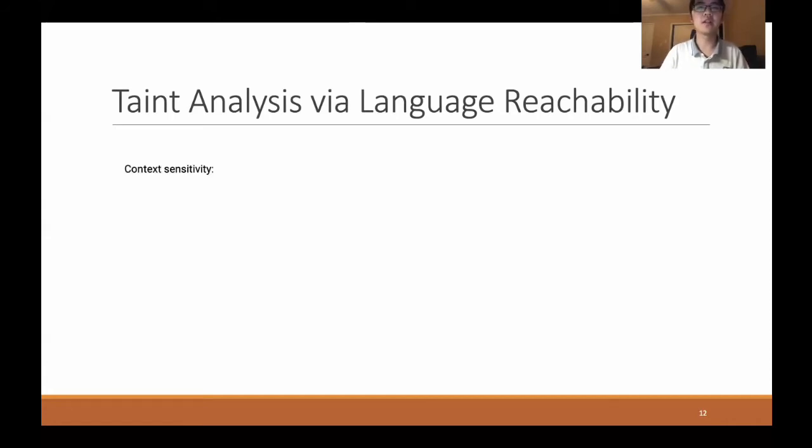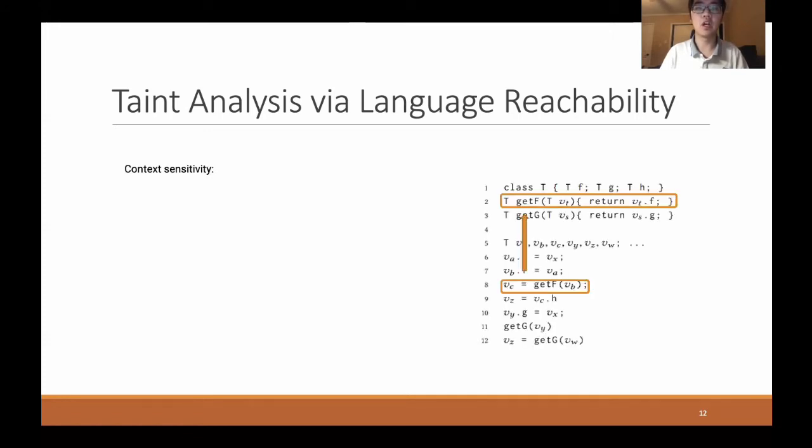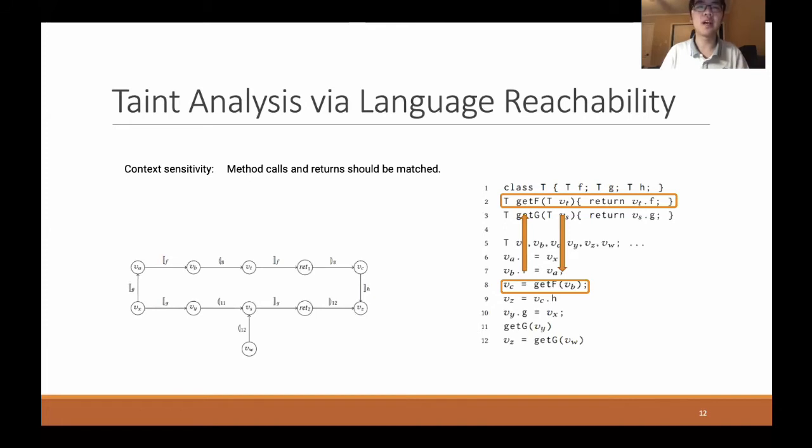The first one is context sensitivity. That is, in a program, after a function call, a value flow should return to its corresponding call site. In the corresponding graph reachability problem, we need a Dyck language to model the context sensitivity. The open parentheses represent method calls, and closed parentheses represent method returns. For example, in this valid path, the open 8 parenthesis represents the call at line 8. It is matched with the closed 8 parenthesis, meaning that the flow returns to the call site at line 8.